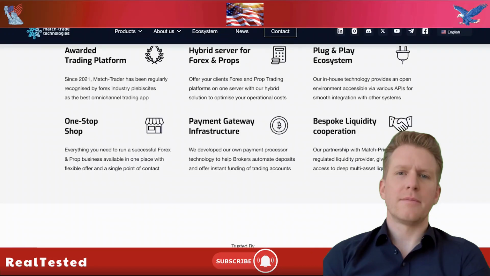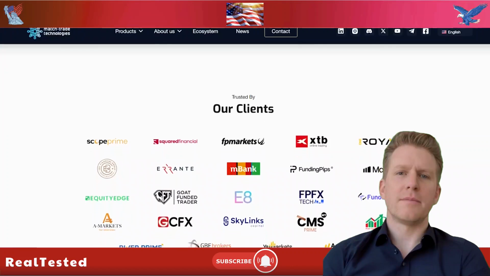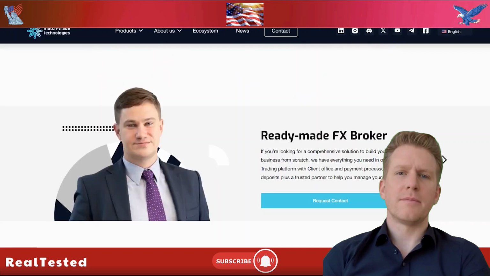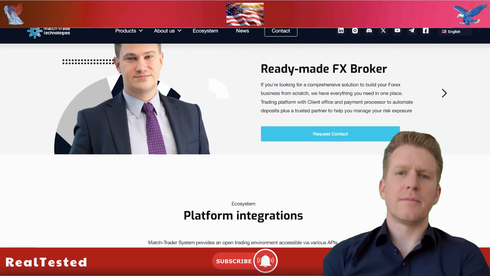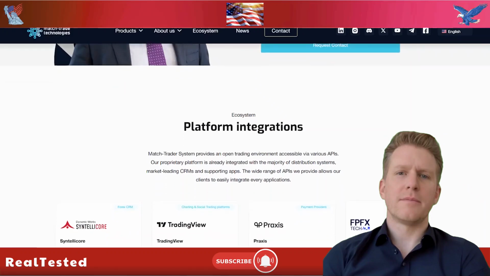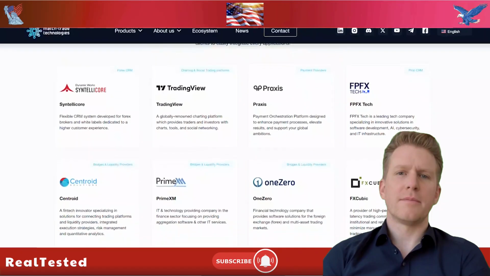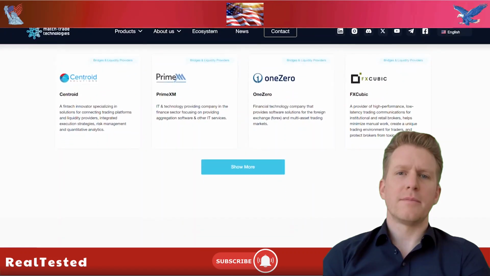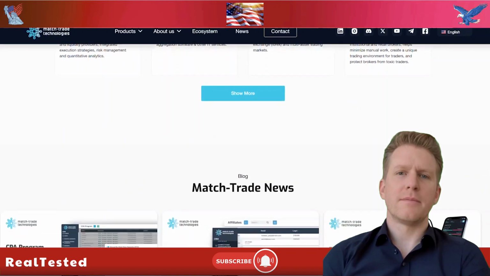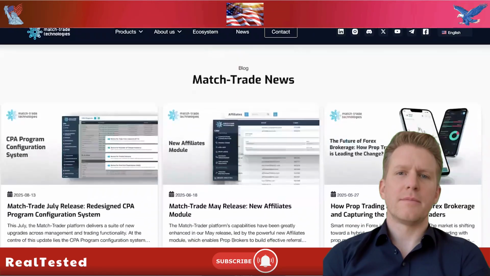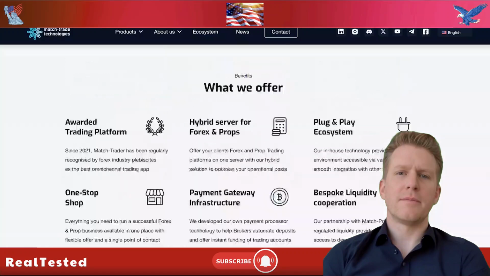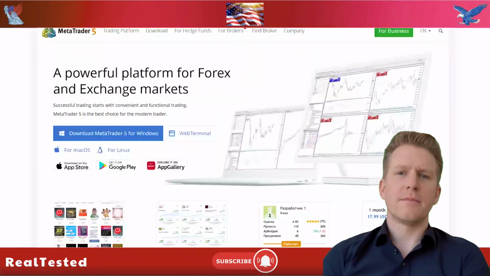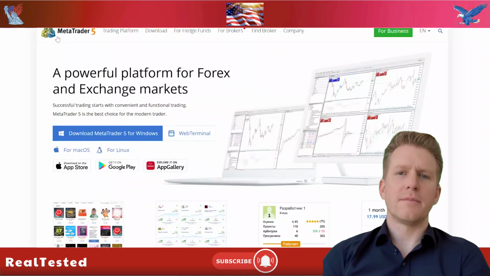Then we have MT5, the heavyweight champion that's been around since 2010 and is used by millions, mostly by people who enjoy staring at complex charts until their eyes bleed. This platform gives you serious power, offering over 80 technical indicators and 21 different time frames to analyze every single corner of the market. MT5 supports stocks, futures, and Forex, plus it includes a built-in strategy tester, so you can see if your brilliant ideas actually work before you risk your actual rent money. If you're serious about trading and have the patience of a saint, MT5 has everything you could possibly need.